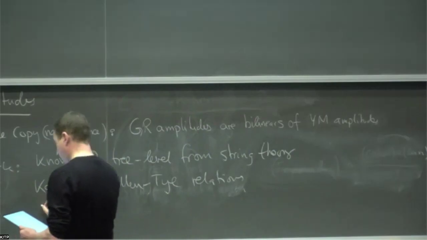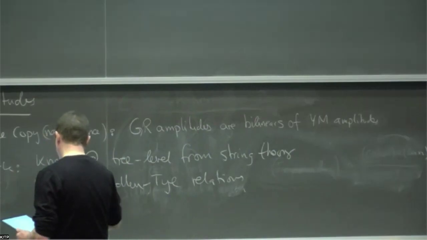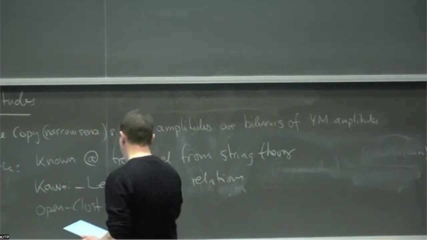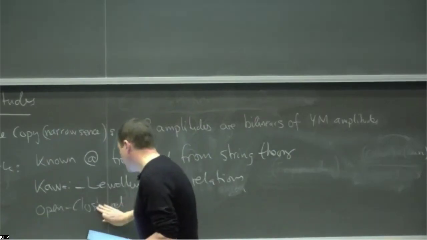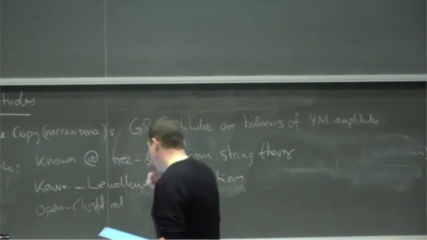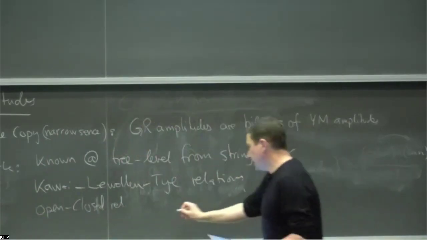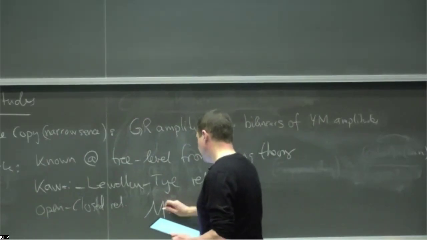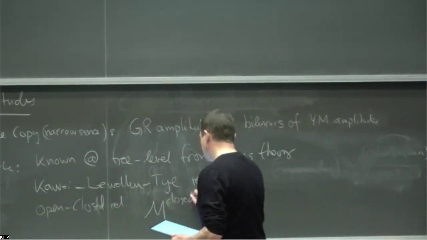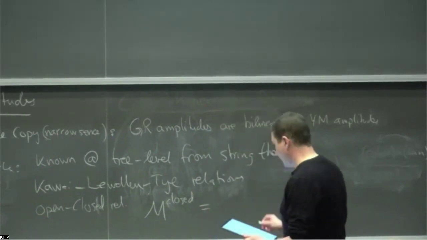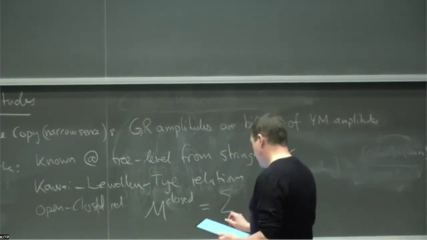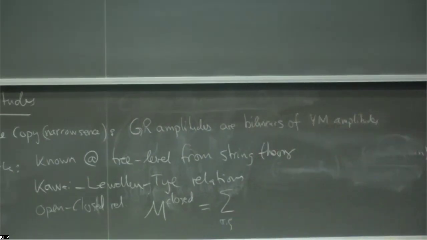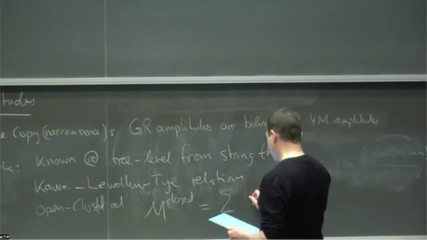Or sometimes open-closed relations. Close. And it's basically, let me write it out how it looks. So you have your closed string, and it's just given by some sum over some permutation. Let me not specify. It's basically permuting the external legs, but not quite all of them.